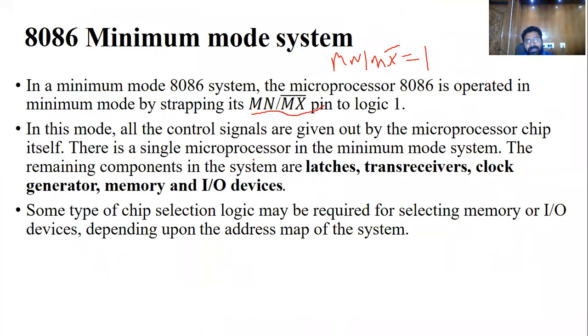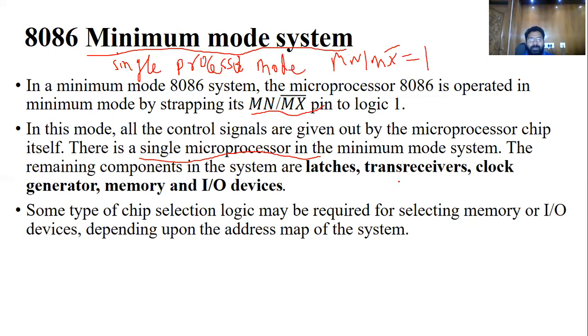Now, the minimum mode of operation you can also call a single processor mode. By interfacing the microprocessor to the memory devices, we require some latches, transceivers, clocks, and so on. A clock is common for any mode of operation.